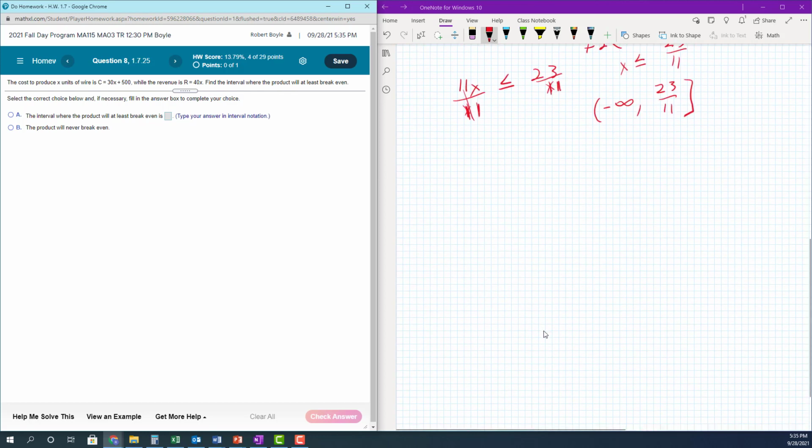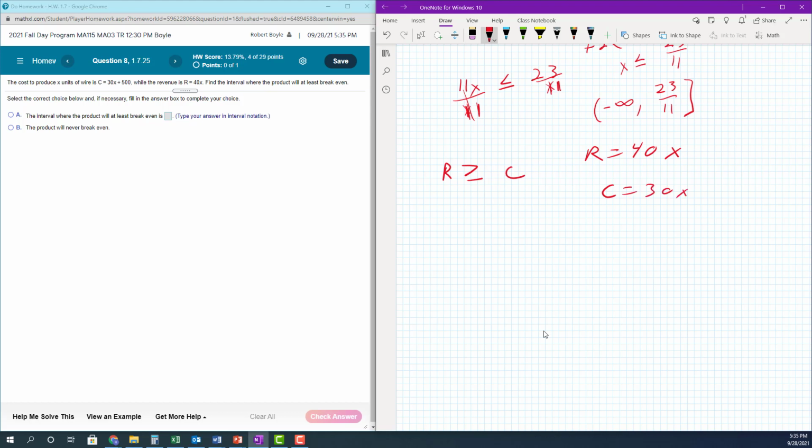Well, if you remember from class, this is basically solving the problem of figuring out when R is greater than or equal to C. Here we have R is equal to 40x. C is equal to 30x plus 500. So we basically want to substitute and go to town. So R is 40x. We replace 40x with R. C is 30x plus 500. We do the substitution there. And then we go ahead and we solve for x.